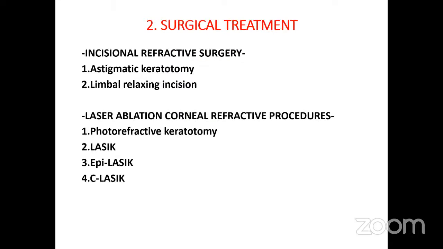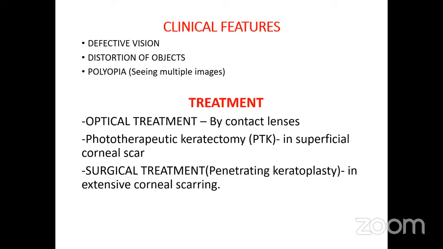Now, surgical treatment. These are the names of the surgical treatments: we do incisional refractive surgery and laser ablation corneal refractive procedures. Then clinical features of irregular astigmatism. Here we see defective vision, distortion of objects, and polyopia. Here treatment is by contact lenses. Phototherapeutic keratectomy is done in superficial corneal scar, and surgical treatment in extensive corneal scarring.